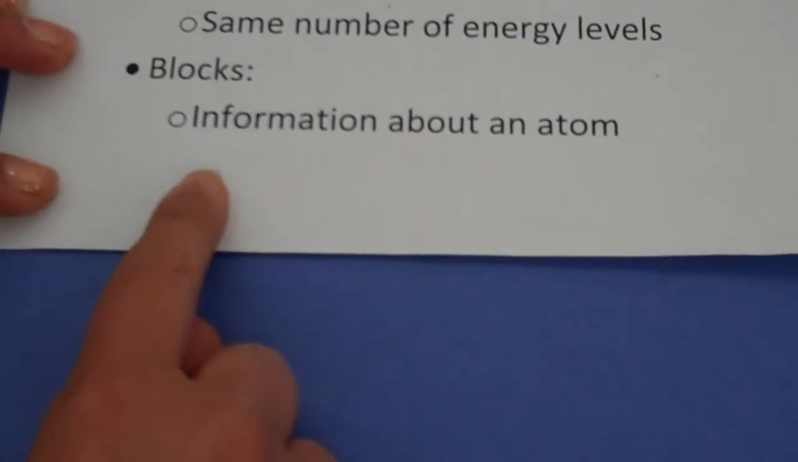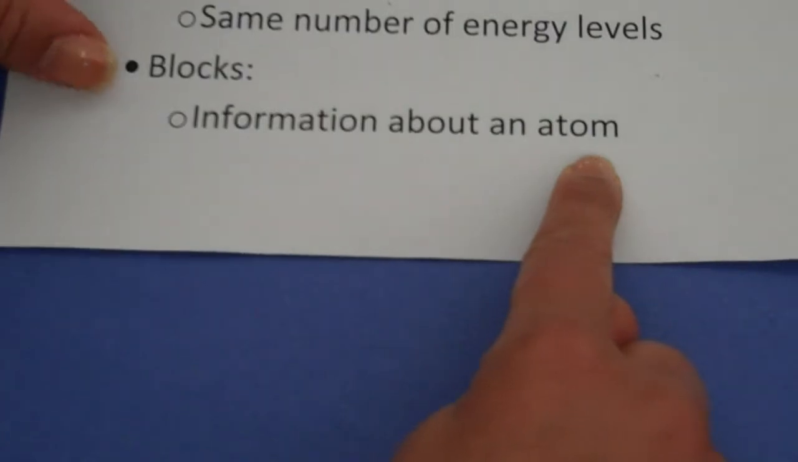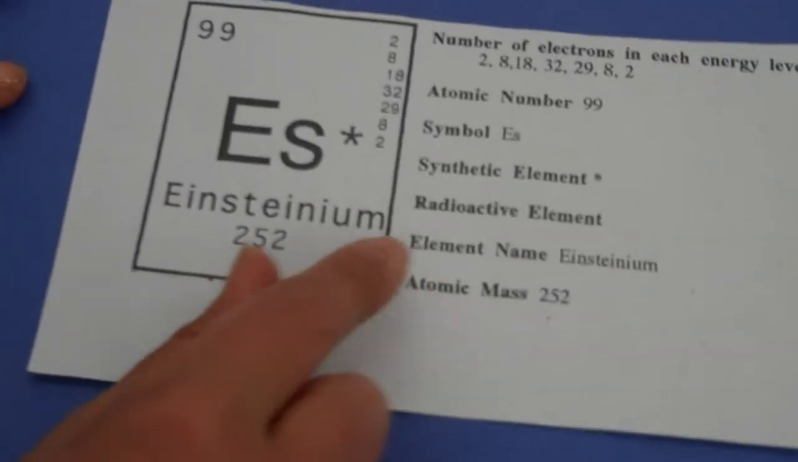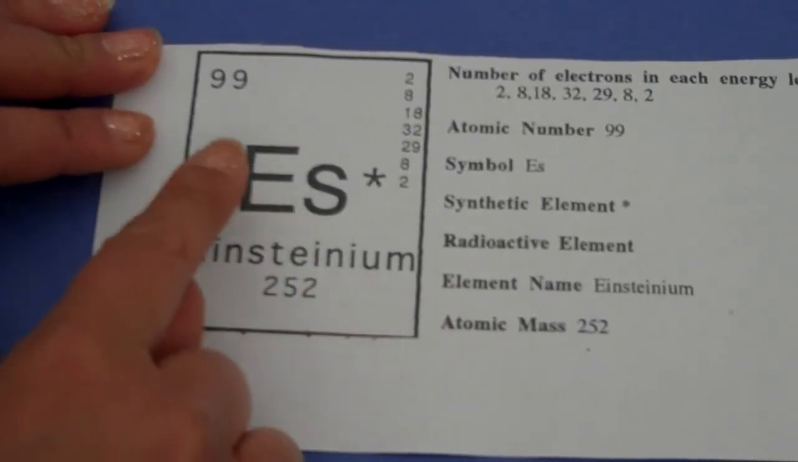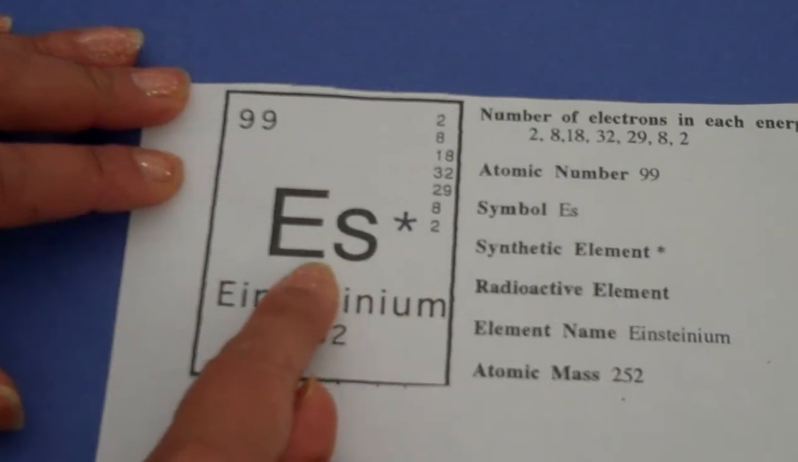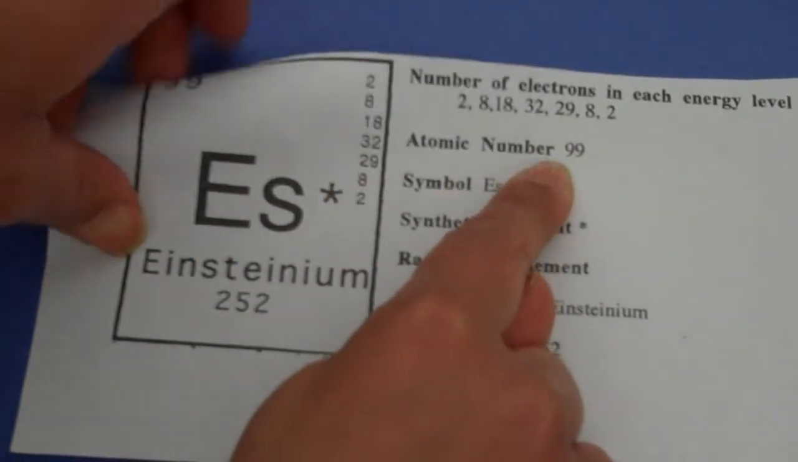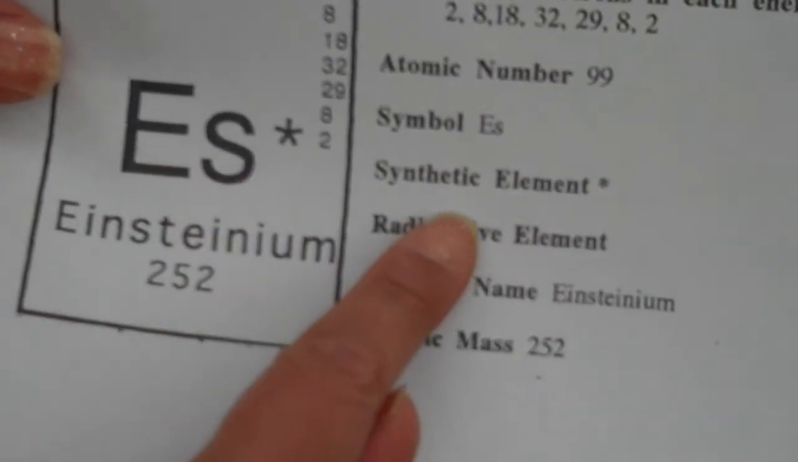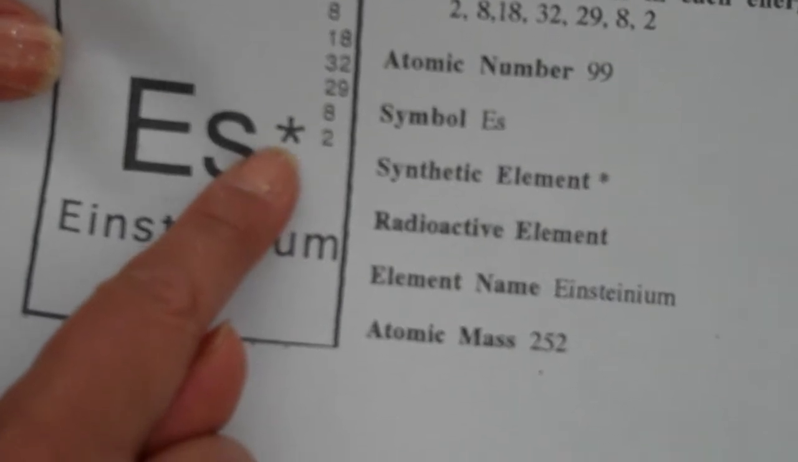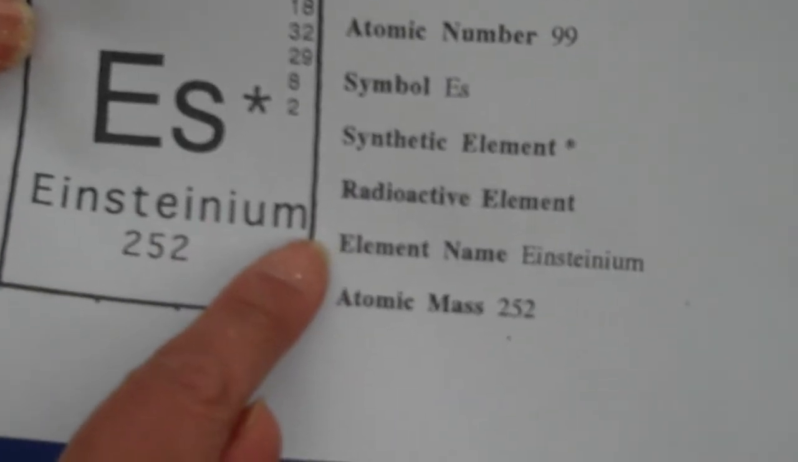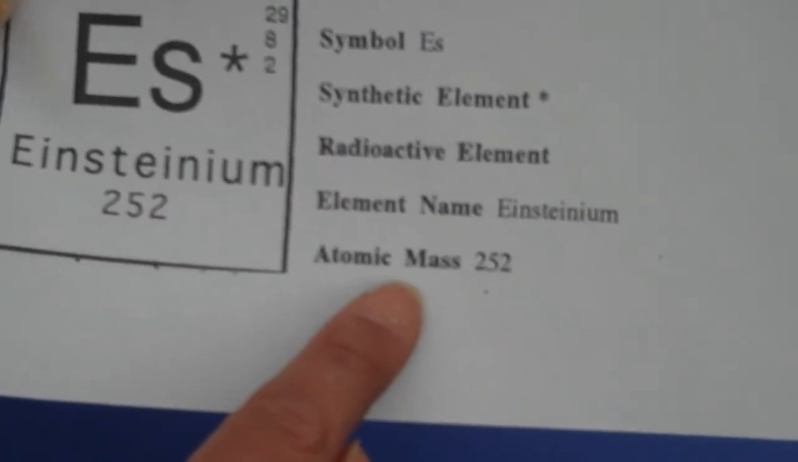Blocks. Information about an atom is arranged in what's called a block. Here's an example of a block of an atom, Einsteinium. 99, that's its atomic number. That's how many protons there are. That's how we identify it. Einsteinium, so right here, okay, information. The symbol, Es, there's a star next to it. That means that it is synthetic. It's also radioactive. This is the name of the element, and 252 is the mass.